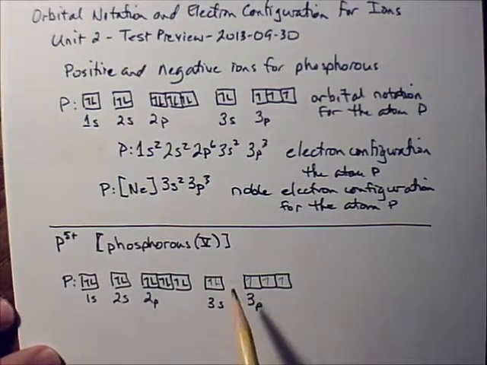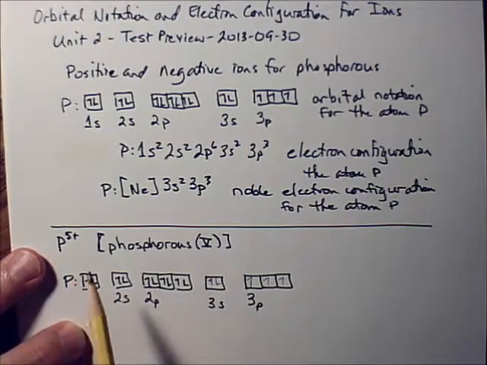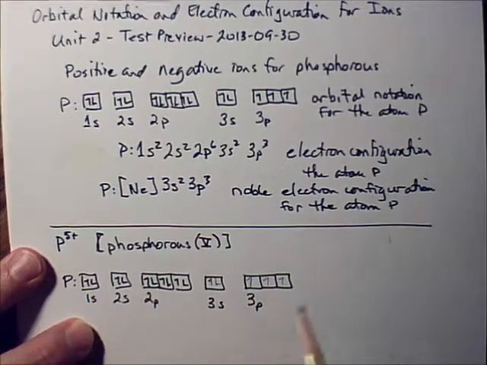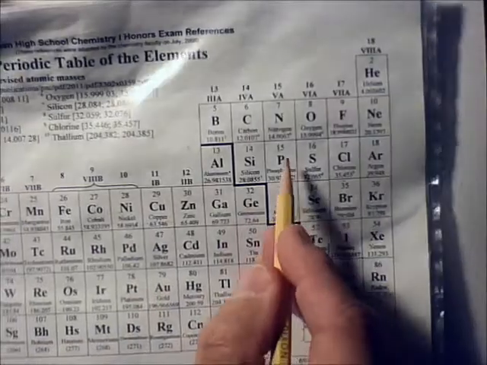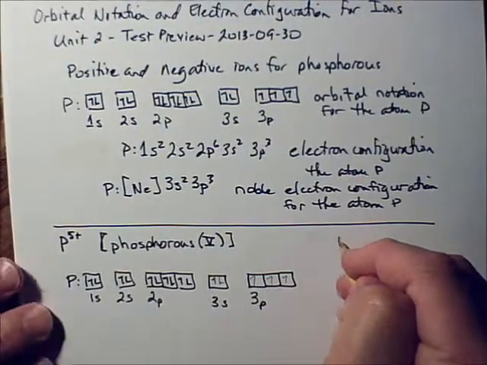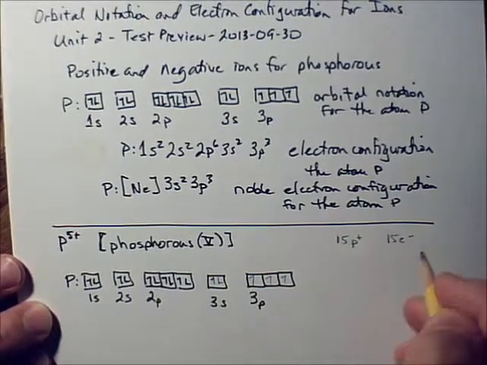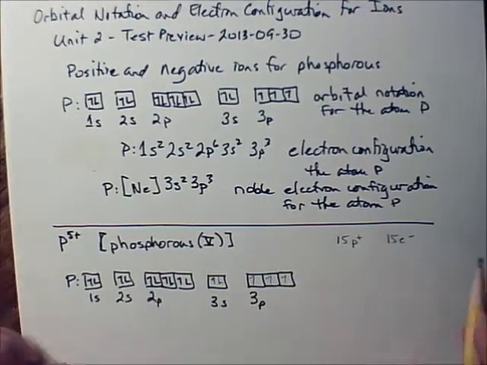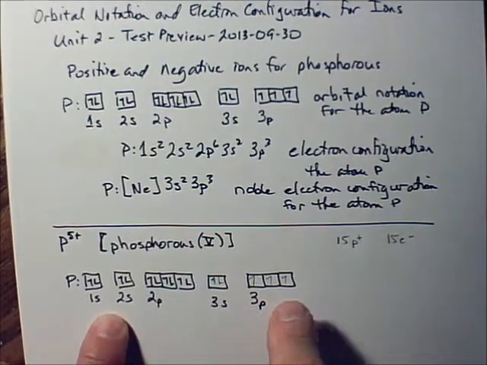Okay. Now, to get a 5+ charge, I have to remove 5 electrons. So phosphorus, going back to our other periodic table, has 15 protons, and the atom also has 15 electrons. So 15 protons are positive, and 15 electrons are negative. So they're balancing each other out so that the actual atom is neutral. So this is a neutrally charged atom.